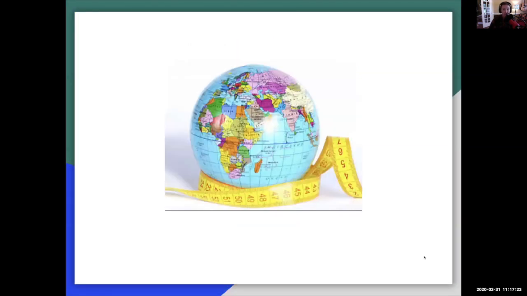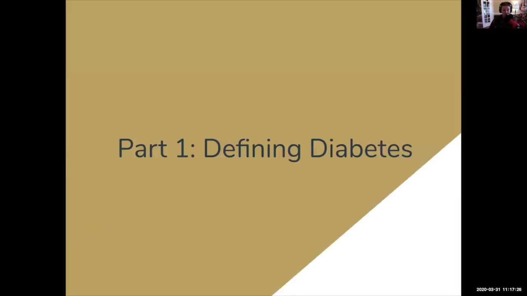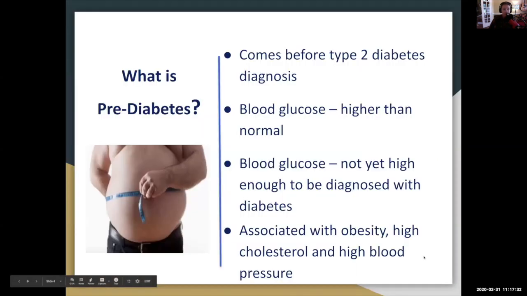All right, so this is a big deal across the world. I don't think that's a secret anymore. So let's start with part 1 of 5. We're just going to define diabetes. Let's start, in fact, with the condition of pre-diabetes. So what is it? Well, it's the phase that comes before type 2 diabetes. Blood sugars are higher than normal, but they're not yet high enough to be diagnosed with diabetes. And we will talk about what those numbers are. Prediabetes is associated with obesity, high cholesterol, high blood pressure, or maybe you've heard your primary doctor refer to you having metabolic syndrome.